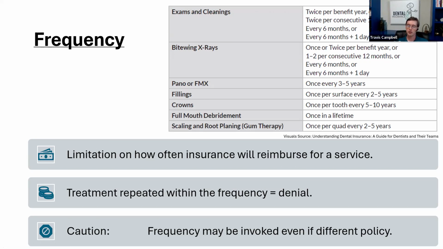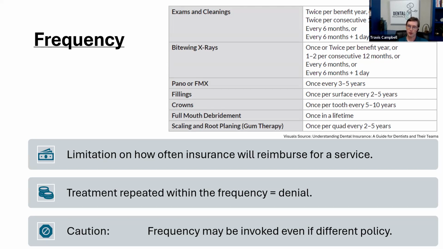So take a screenshot, use it, write your own. And that's super important. Your exams and x-rays often will pay twice a year or twice every 12 months, which is slightly different and affects things: every 6 months, or every 6 months and a day. So there's multiple ways they can do this for exams and x-rays and even cleanings. So you've got to know when they pay for this.